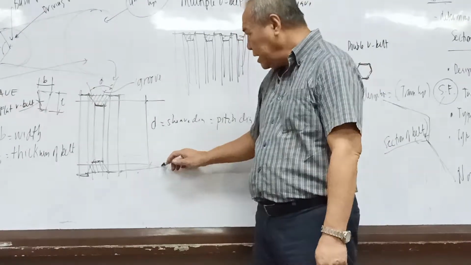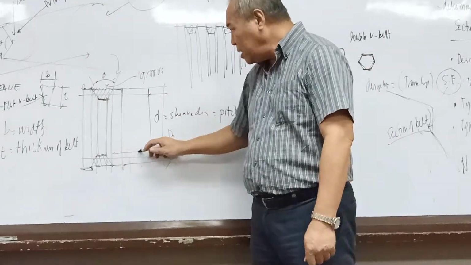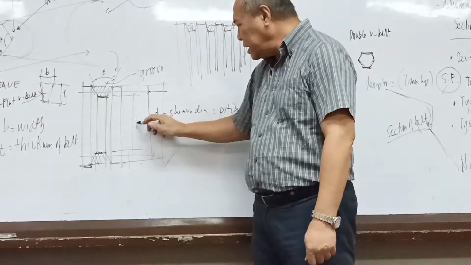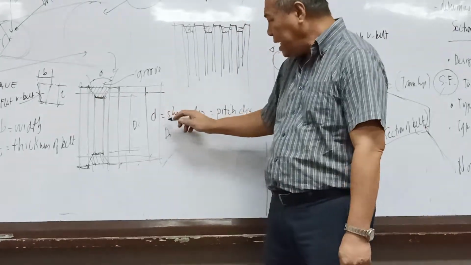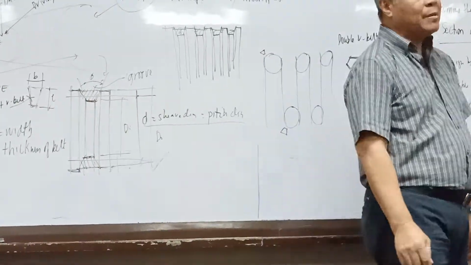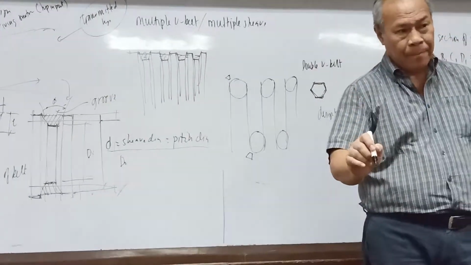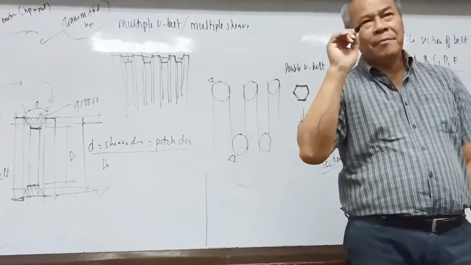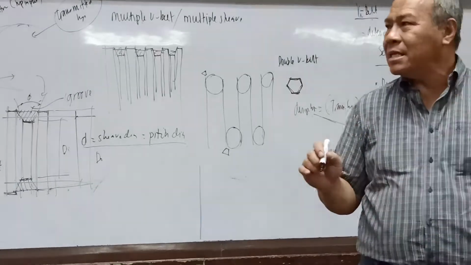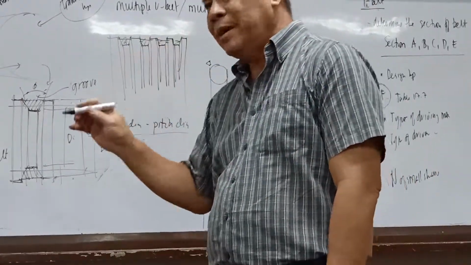Ito kasi, okay, yung labas na yan ang outer diameter natin ng sheave. Ito naman yung inner diameter ng sheave. Sa gitna nila is the pitch diameter that we have. Okay? So yung D natin represents the pitch diameter of the driving sheave. Now, so after that, ano kailangan pa natin doon? So alam ko na yung AC and E, alam ko na yung D, alam ko yung V sub M.